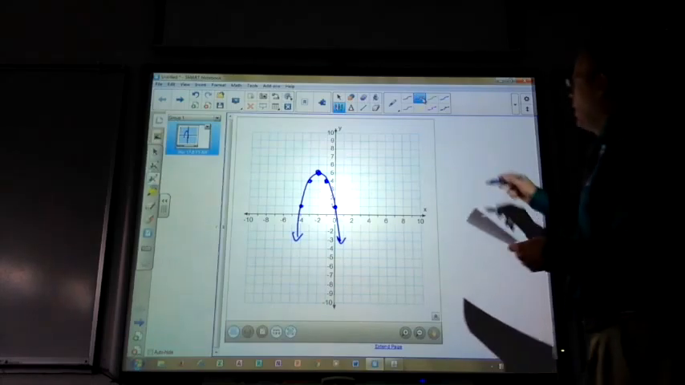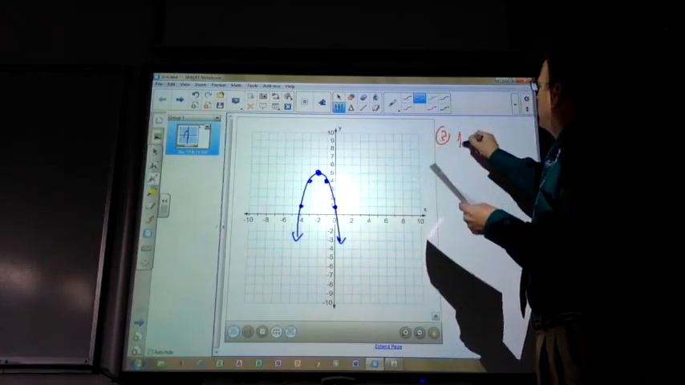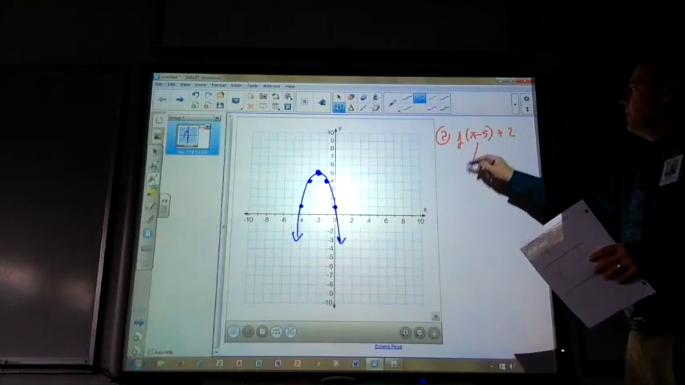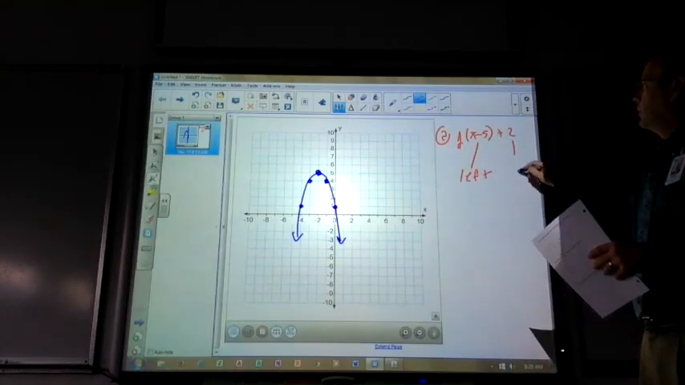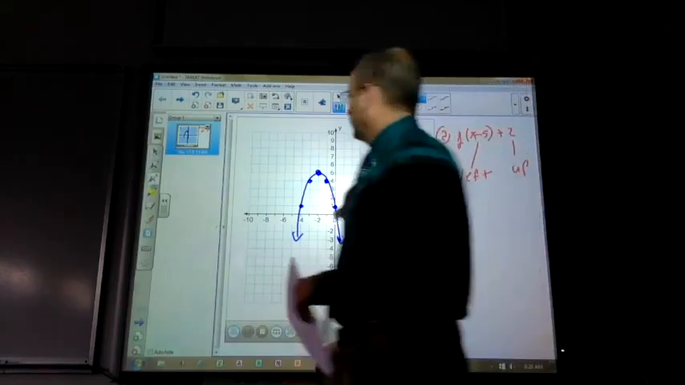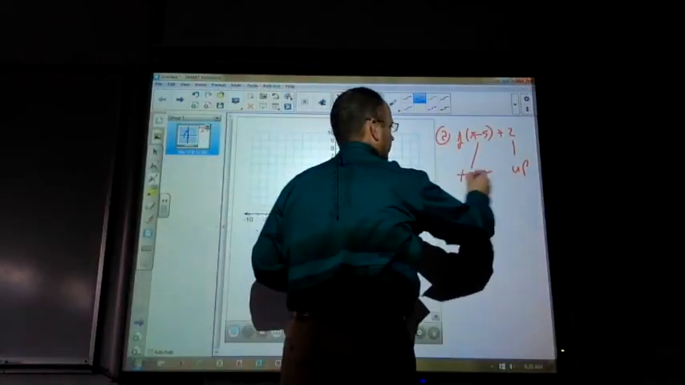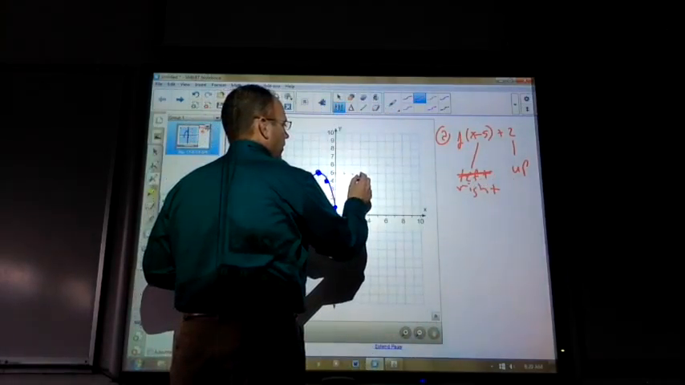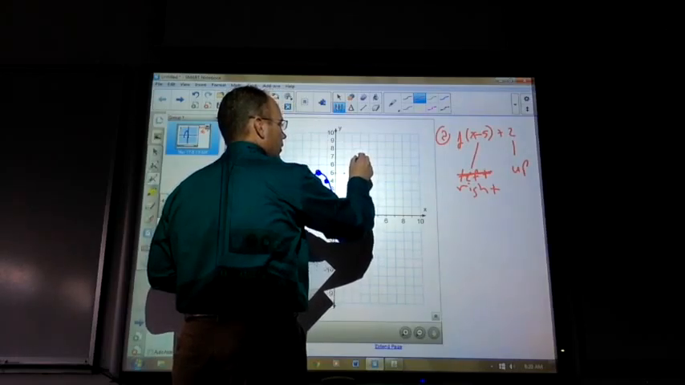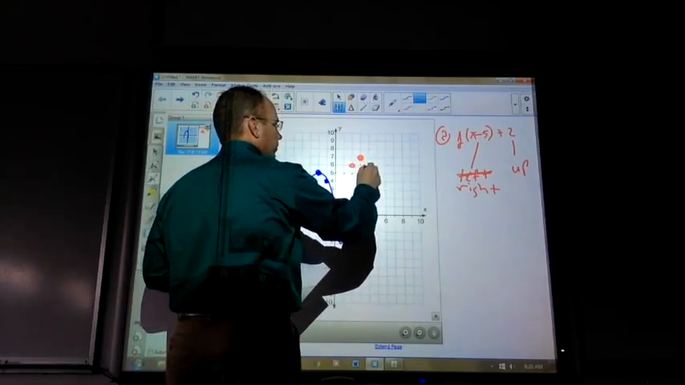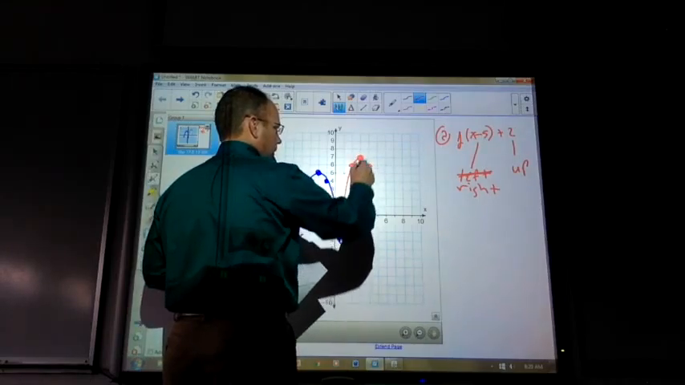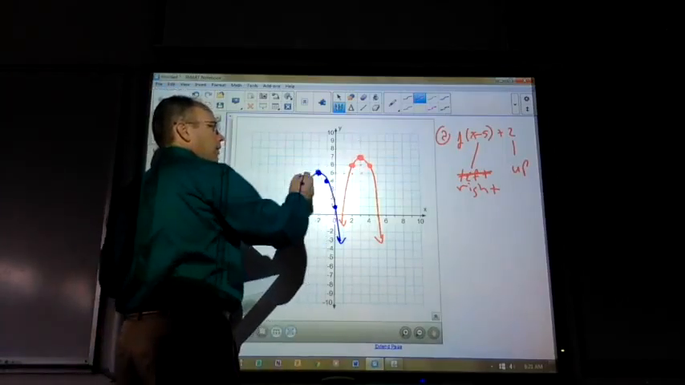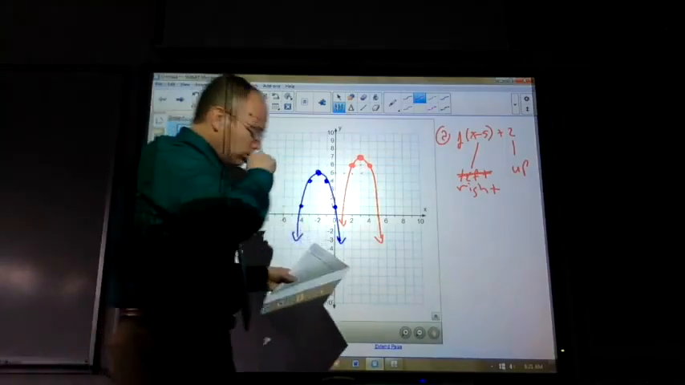So problem number 1, A, you have left 5 and up 2, right? So honestly, right 5, thank you, and up 2. So 1, 2, 3, 4, 5, up 2. For the most part, this is what this one's going to look like. I'm not going to draw every point. I just want you to see the shift of that.